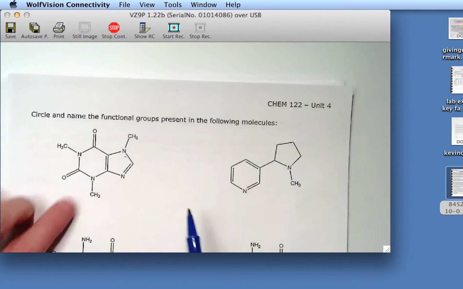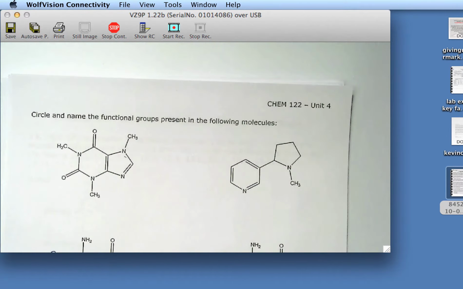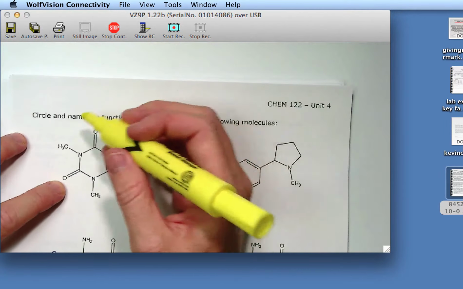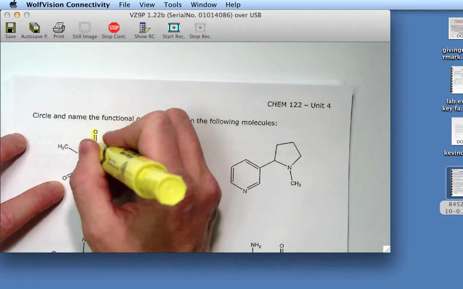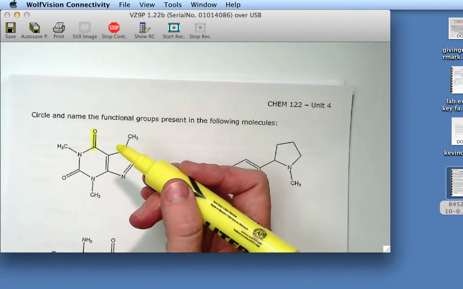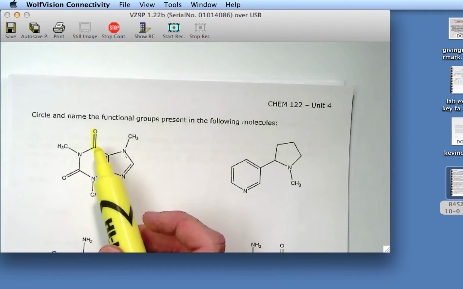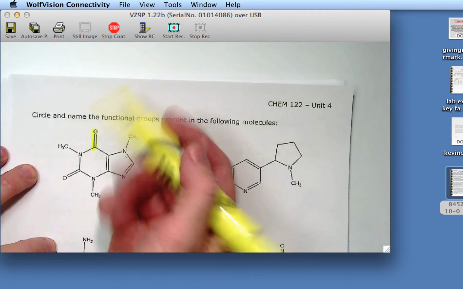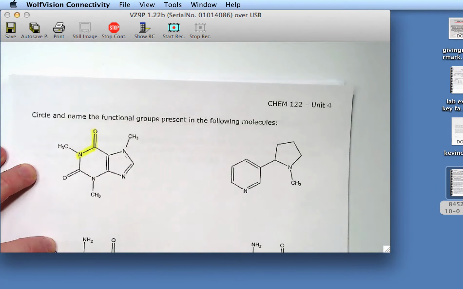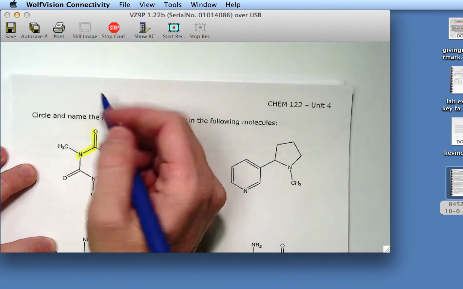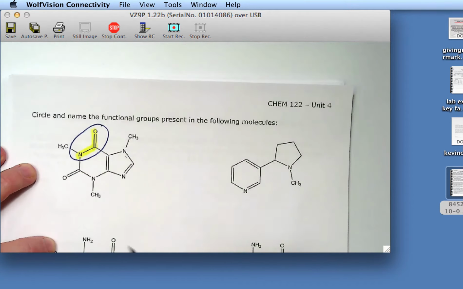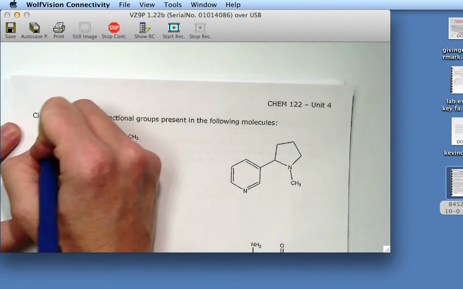In terms of the functional groups in this molecule, I want to work with you on these. When you have a carbonyl, circle it, highlight it, look to the left and the right of it. If there's anything that's non-carbon to the left and the right of it, that makes a difference. So like this, a carbonyl with the nitrogen, what functional group is that? Amide. Good, there you go.